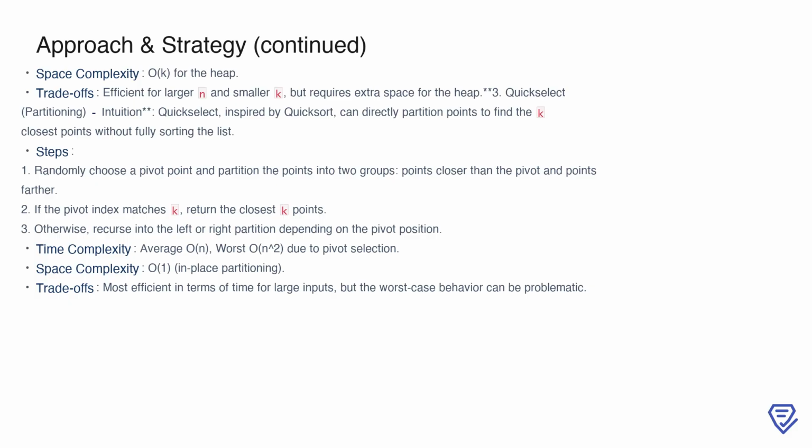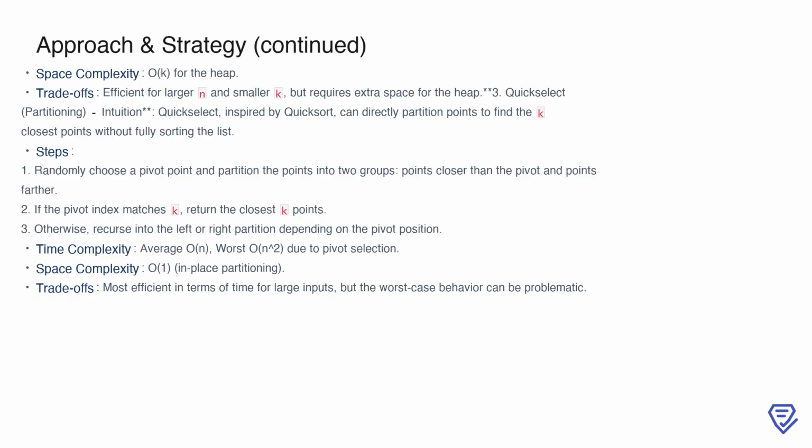Another alternative is the quick select algorithm, which is inspired by quicksort. Quick select partitions the points based on a randomly chosen pivot, separating them into groups of points closer or farther than the pivot. The key advantage here is that we don't need to sort the entire list. Instead, by focusing on the partition containing the k closest points, we can narrow down the search space efficiently.